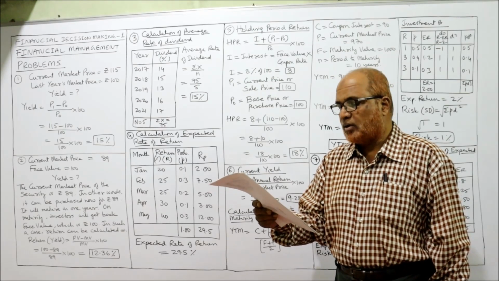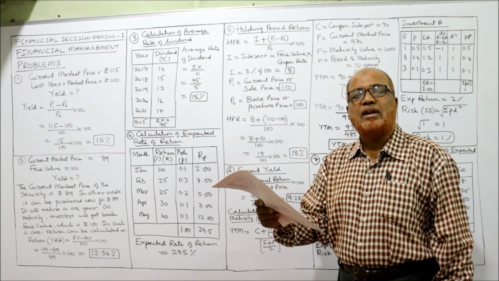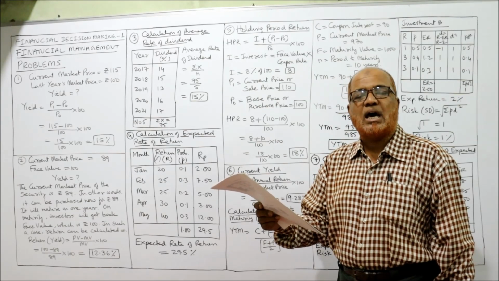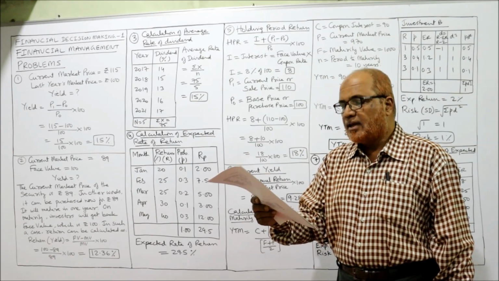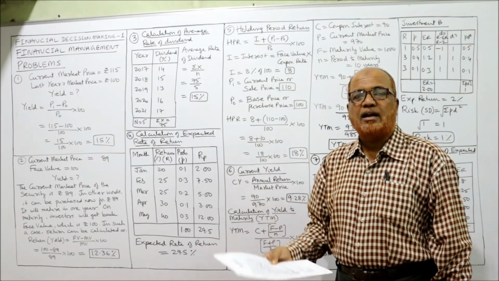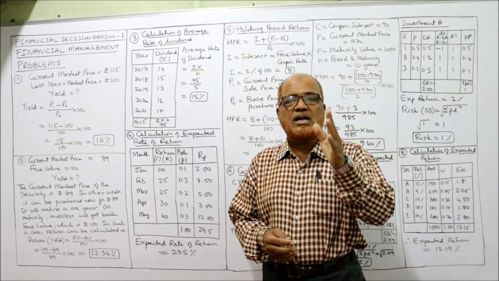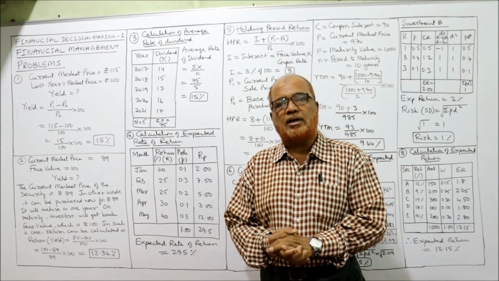Par value means face value. It gives an annual return of 90 rupees. So every year the investor is going to get 90 rupees as interest. Calculate current yield and yield to maturity. So we are required to calculate two items, current yield and yield to maturity.